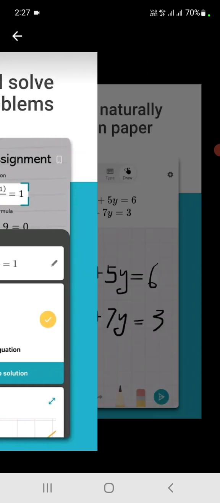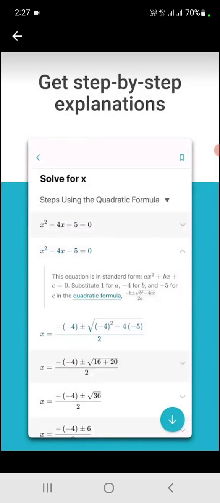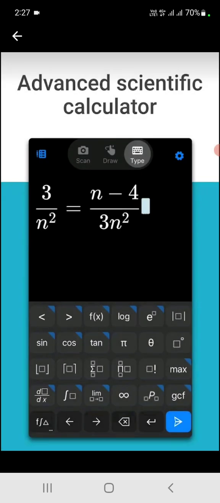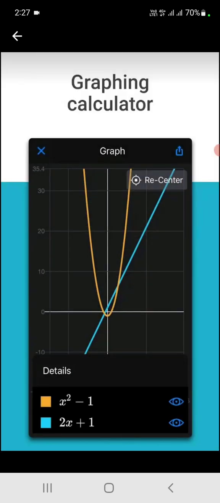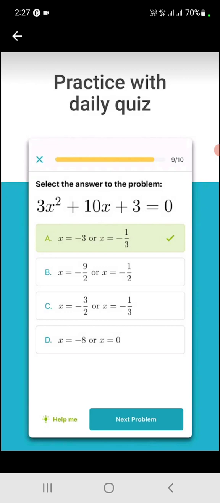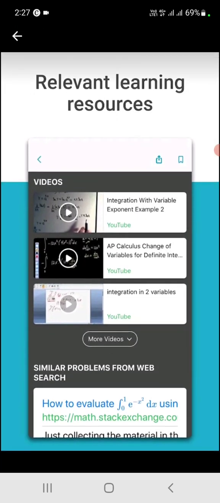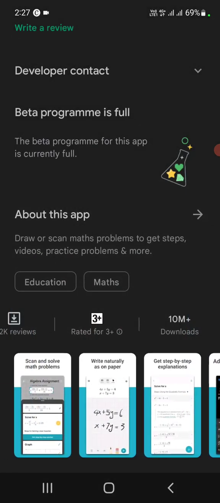Some images. Here is another one, graph. You can also draw graphs from it, and there is a daily quiz.